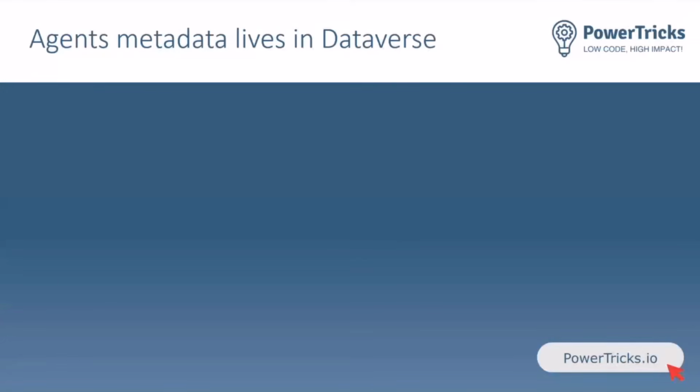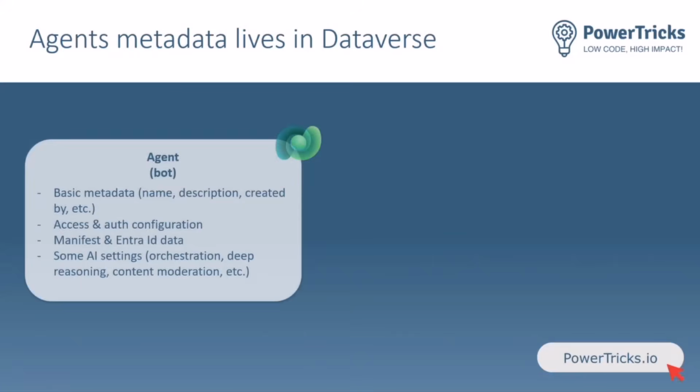More specifically, there are 2 tables that are used for this. The first one is the bot table. It used to have the display name chatbot, I believe. Then they renamed it into Copilot, and now it's called agent. But the technical name has always been bot.